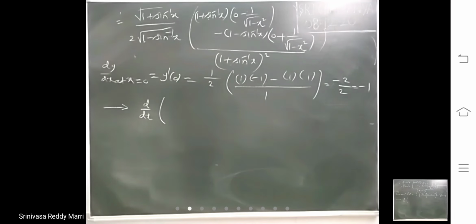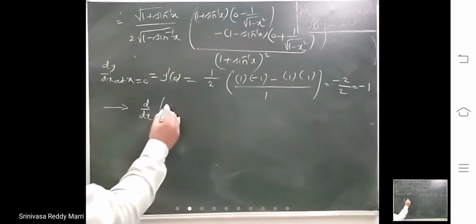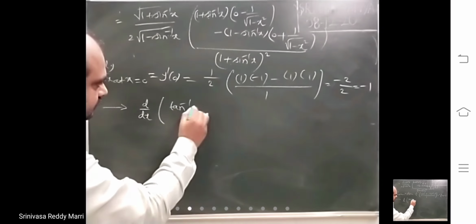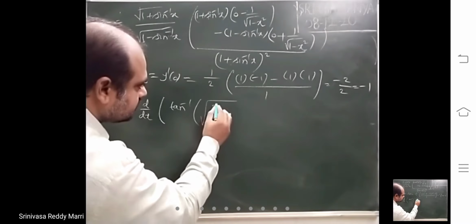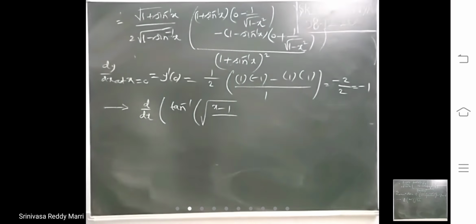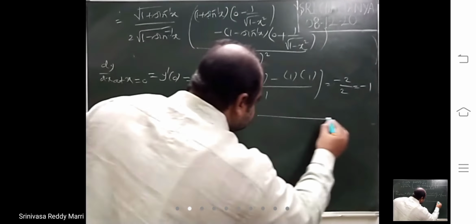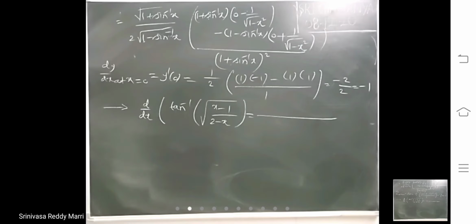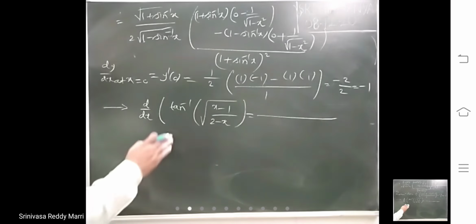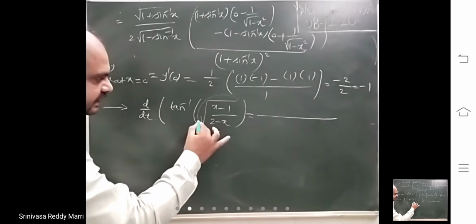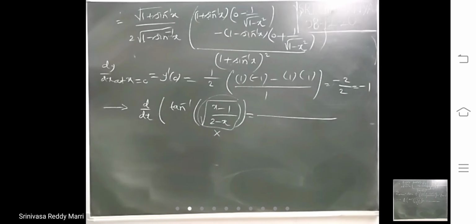d by dx of tan inverse root of (x minus 1) divided by (2 minus x) equals dash. Look at this. The first basic function is what? Tan inverse x. This root expression completely, whatever it is there, take it completely as x.